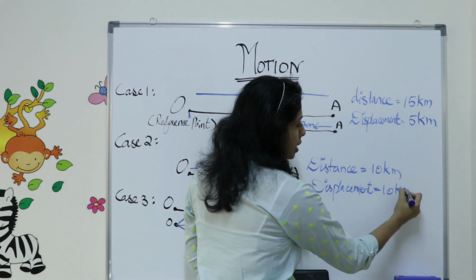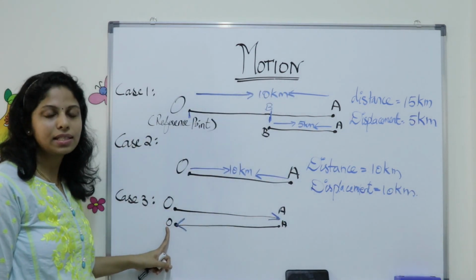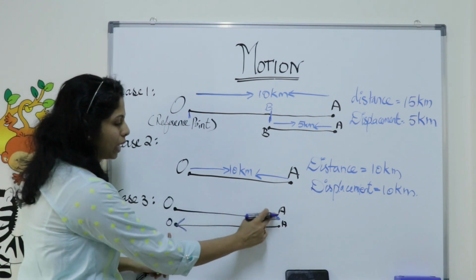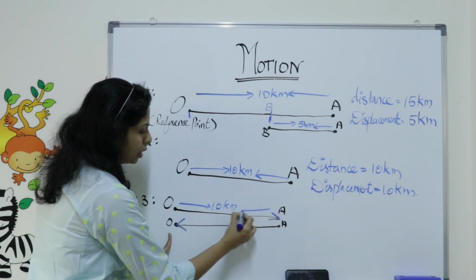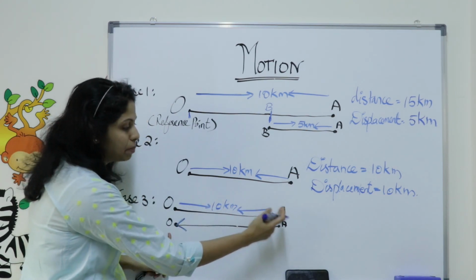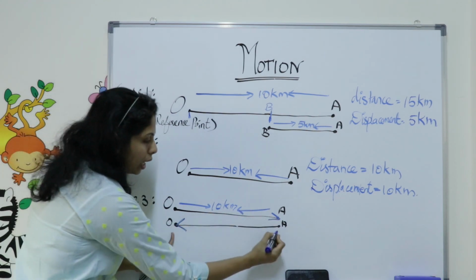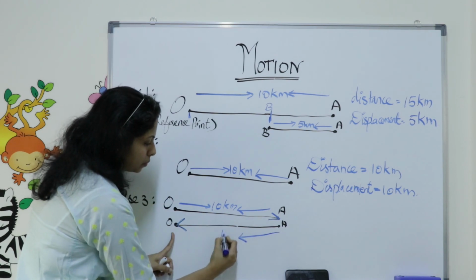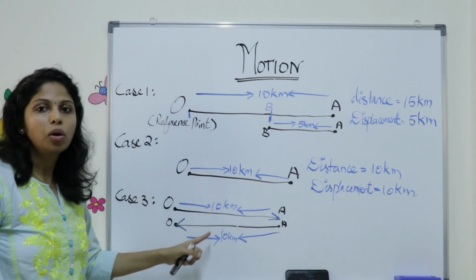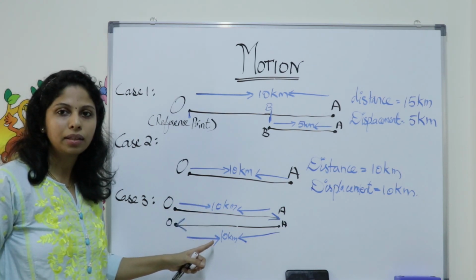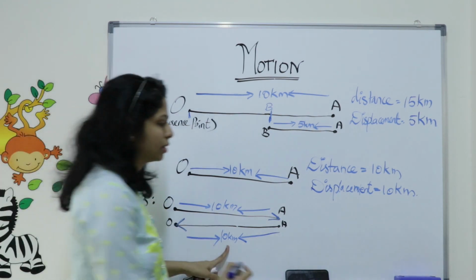So you will get the value of displacement equal to 10 kilometers. Now, in case 3, the distance travelled by an object from O to A is 10 kilometers. And again the object travels back from A to O. So again the object has travelled another 10 kilometers. So in total, what is the distance travelled by an object? It is 10 plus 10, therefore it is 20 kilometers.